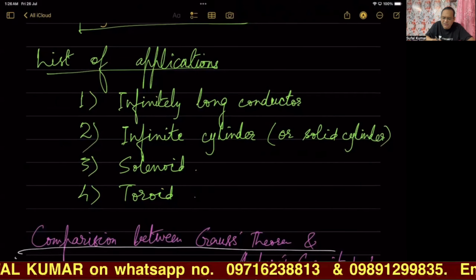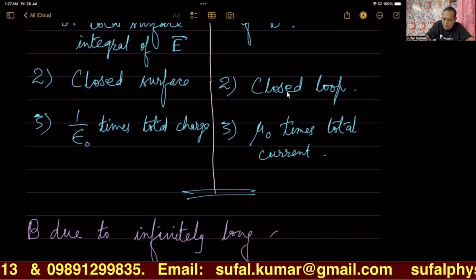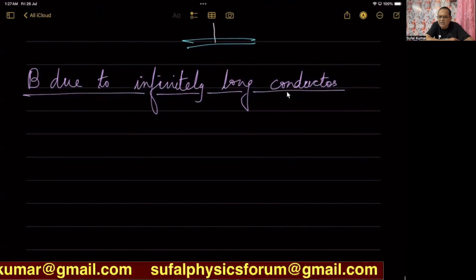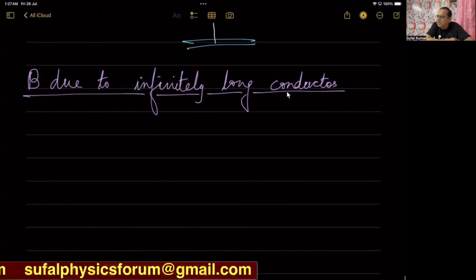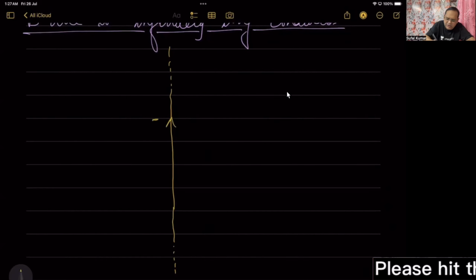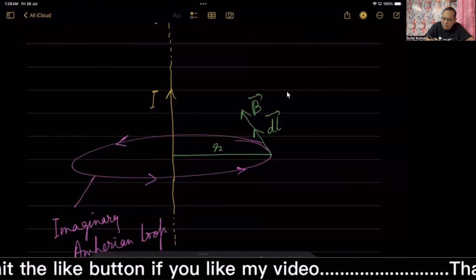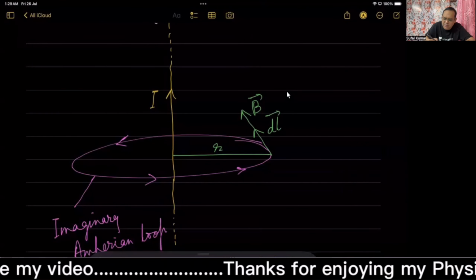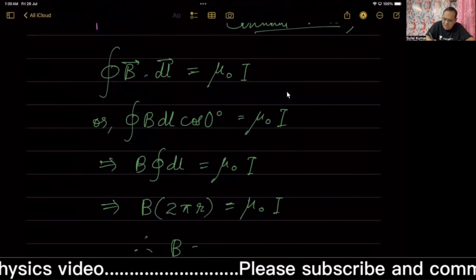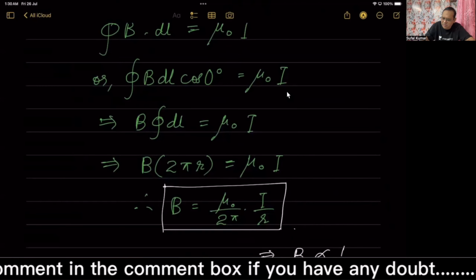This way, first application, infinitely long conductor. Similar to Gauss's theorem, where we used to consider an imaginary Gaussian surface, here for each application we will be considering an imaginary loop known as the Amperian loop. This is I, this is r, this is B, this is dl. Both are tangential and shown at the same point, that's why the same line. Total dl is 2 pi r, therefore B is mu naught by 2 pi I by r. It implies that B is inversely proportional to r.